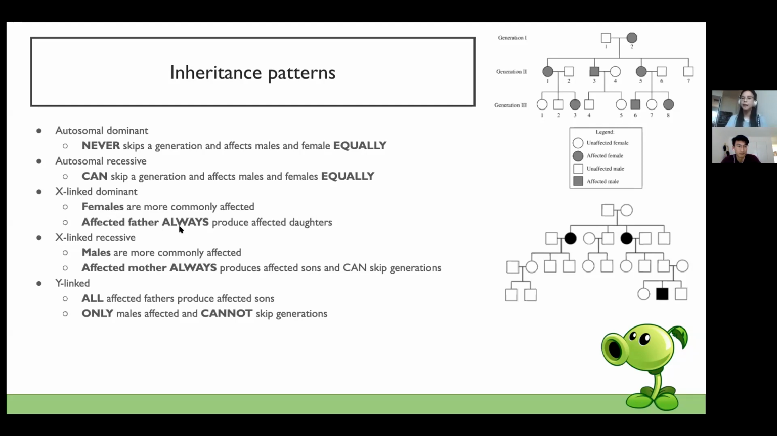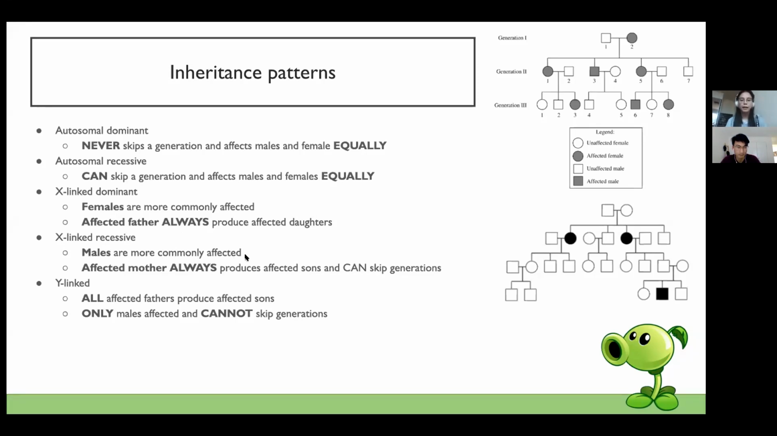And because you only need 1 copy of the affected allele to have the disease, that means that his daughter is basically guaranteed to have the disease, unfortunately. X-linked recessive is kind of the opposite, actually very much the opposite.